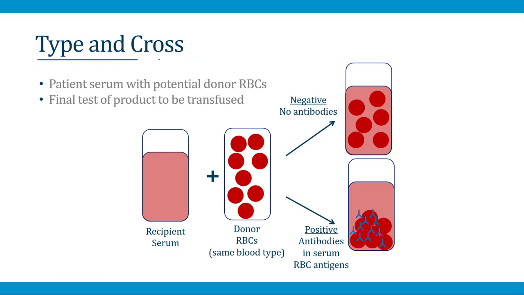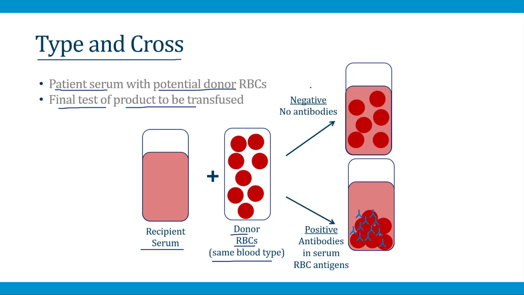And then in a type and cross-match test, you first blood type the patient, and then you cross-match, which means you mix the patient's serum with potential donor red blood cells to make absolutely sure there's no interaction. This is the final test that's done of a blood product you're going to transfuse. So you take serum from the recipient and you mix it with donor red blood cells. Those red cells are selected because they have the same blood type as the recipient.